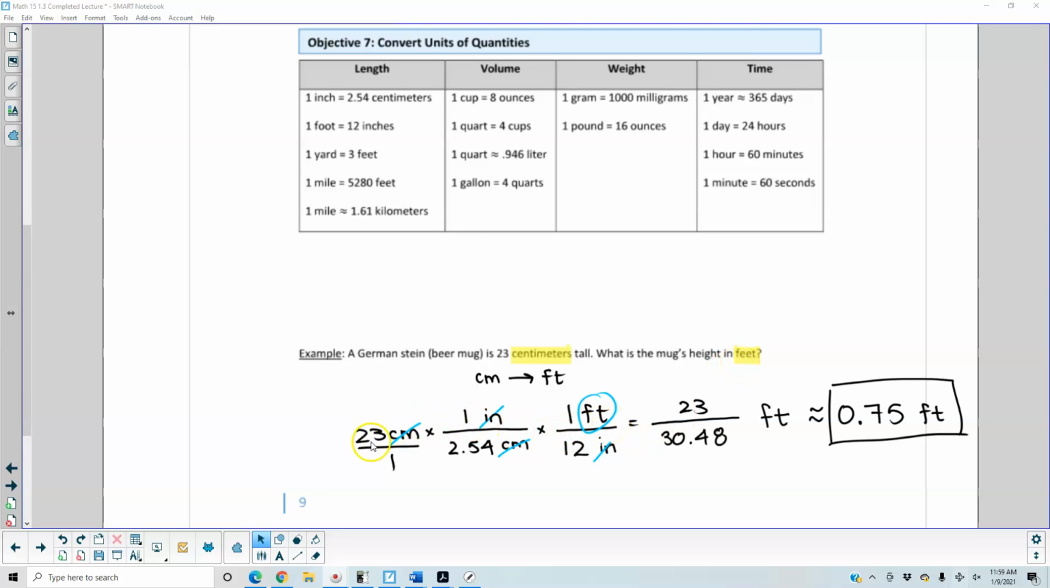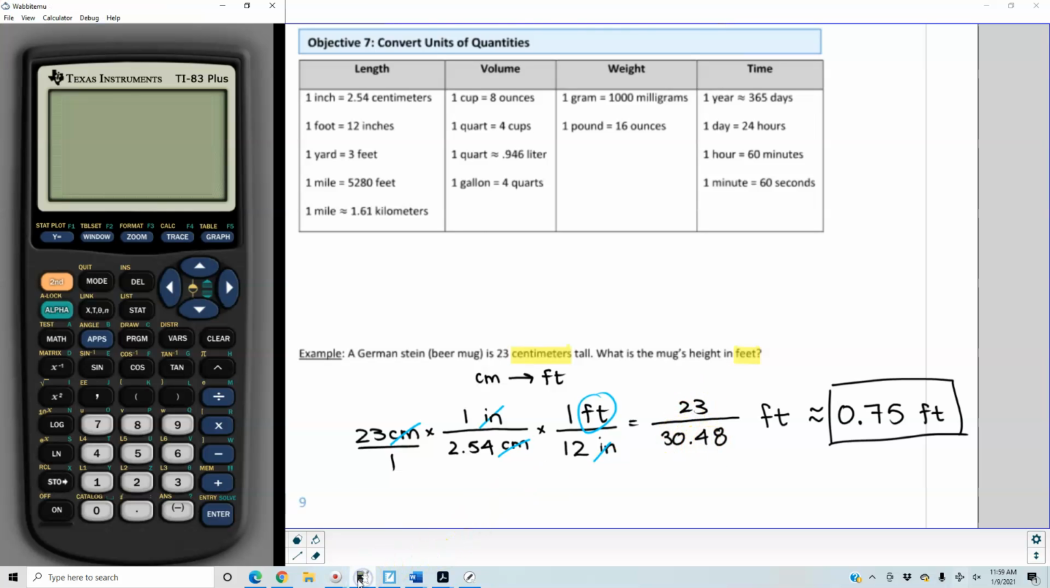So now we just take 23 times 1, which is 23. In the denominator we take 1 times 2.54 times 12, which gives us 30.48. Now if we take 23 and divide it by 30.48, that gives us, rounding it to 2 decimal places, 0.75. So we can convert 23 centimeters to be 0.75 feet.